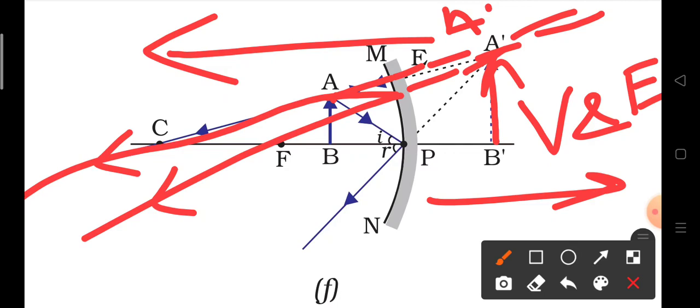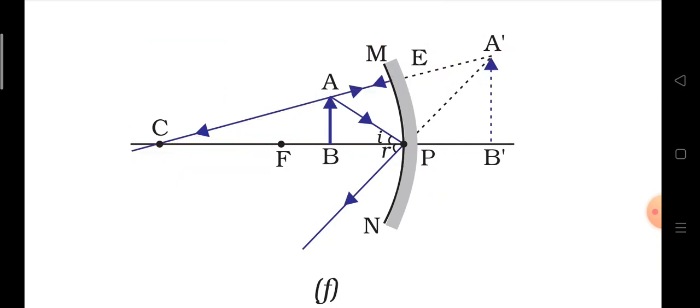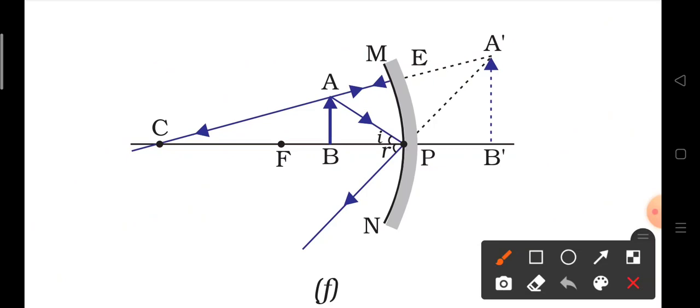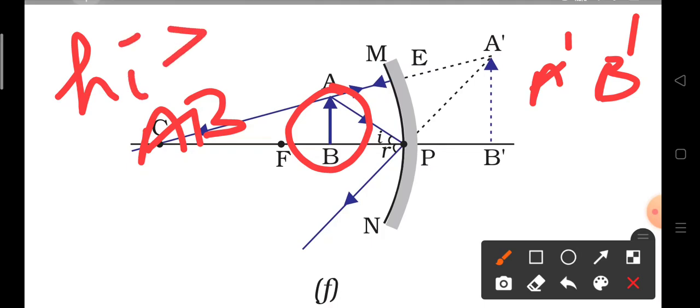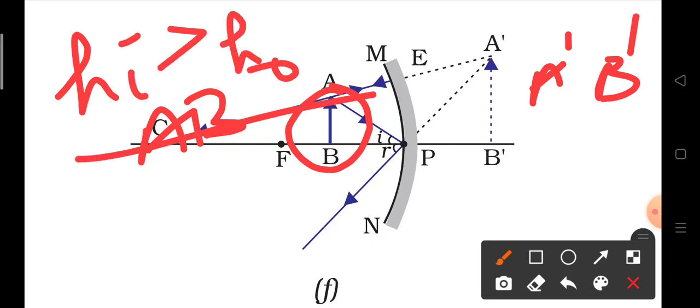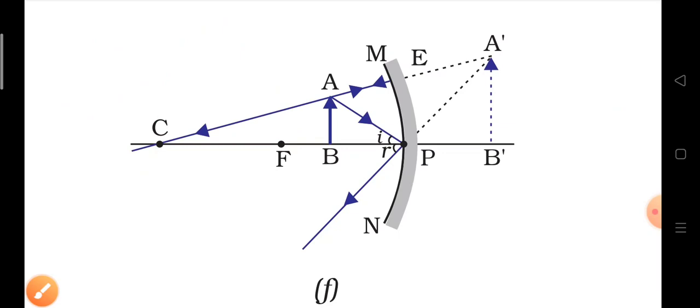So here the image is also enlarged. You are able to see that the size of the object is AB, the height, and image is A dash B dash. So here the height of the image is greater than the height of the object. Okay, so the image over here is enlarged but virtual and erect because the light rays are not actually meeting each other. So these are the 6 patterns which we have discussed today about the formation of image in concave mirror.